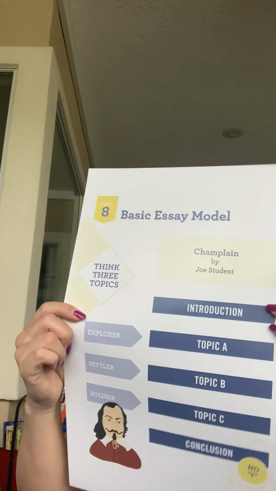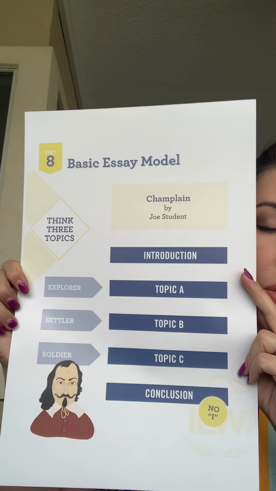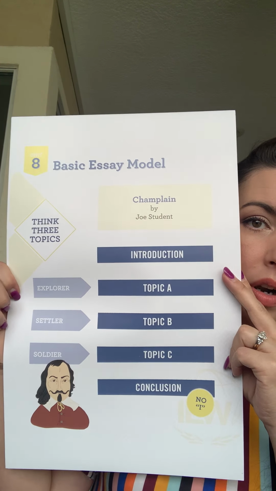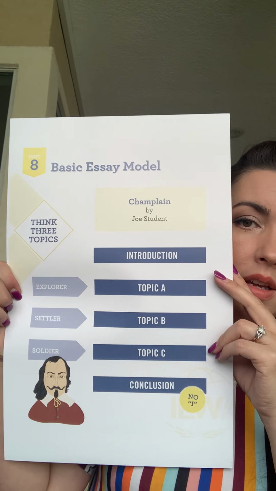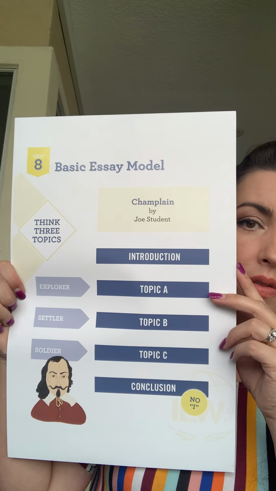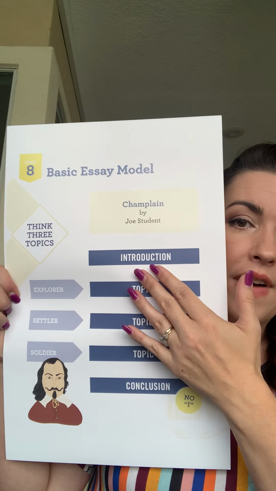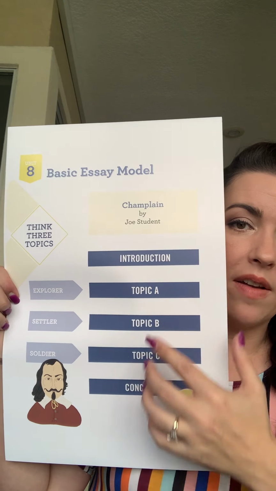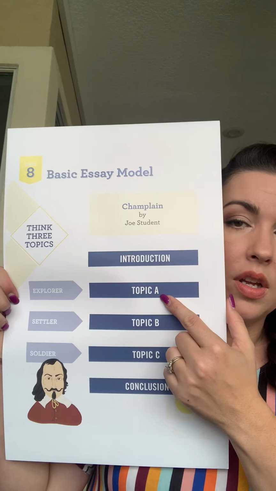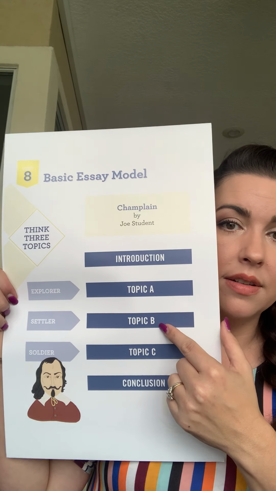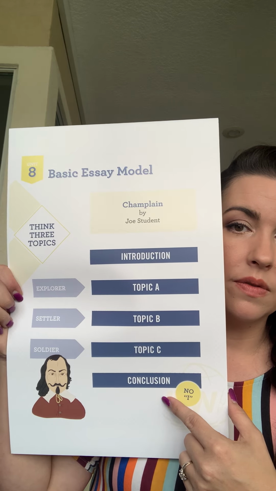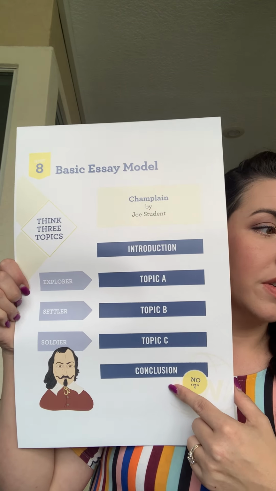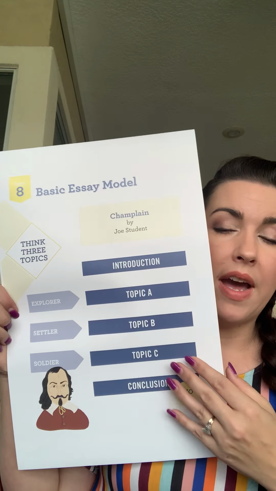Now, this is the basic essay model that you guys are working on for this essay that you're working with, okay? So this is your basic essay model. You're going to have 5 paragraphs. These are your 5 paragraphs: your introduction, your paragraph on your topic A, paragraph on topic B, paragraph on topic C, and then your conclusion. All right? So I just wanted to remind you of that.